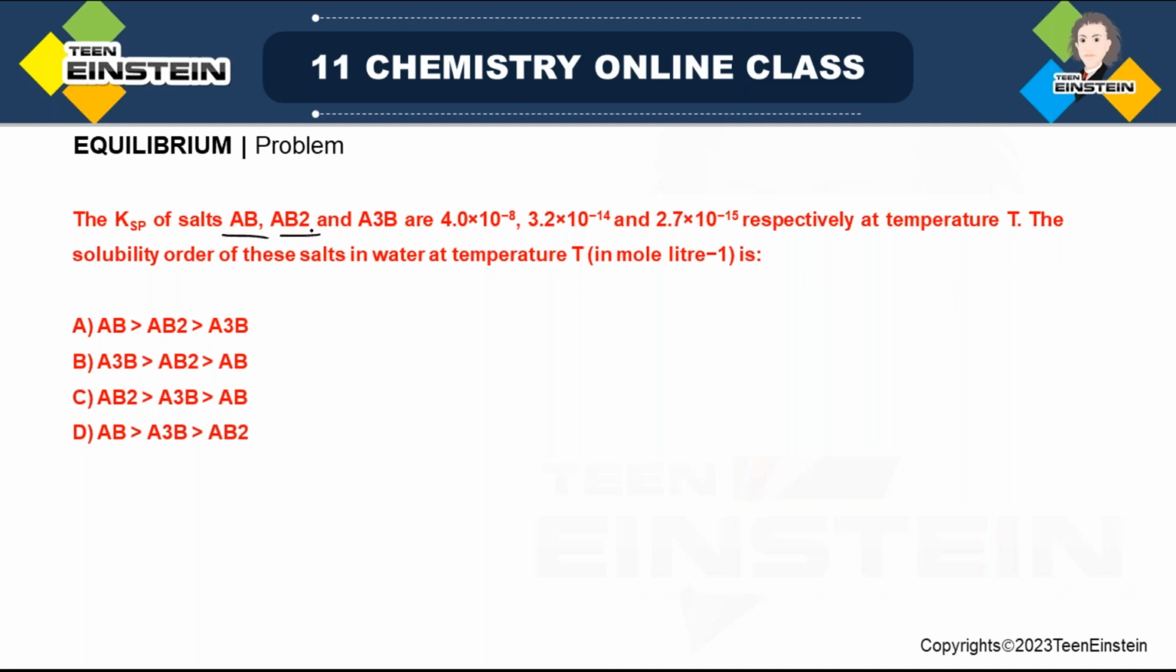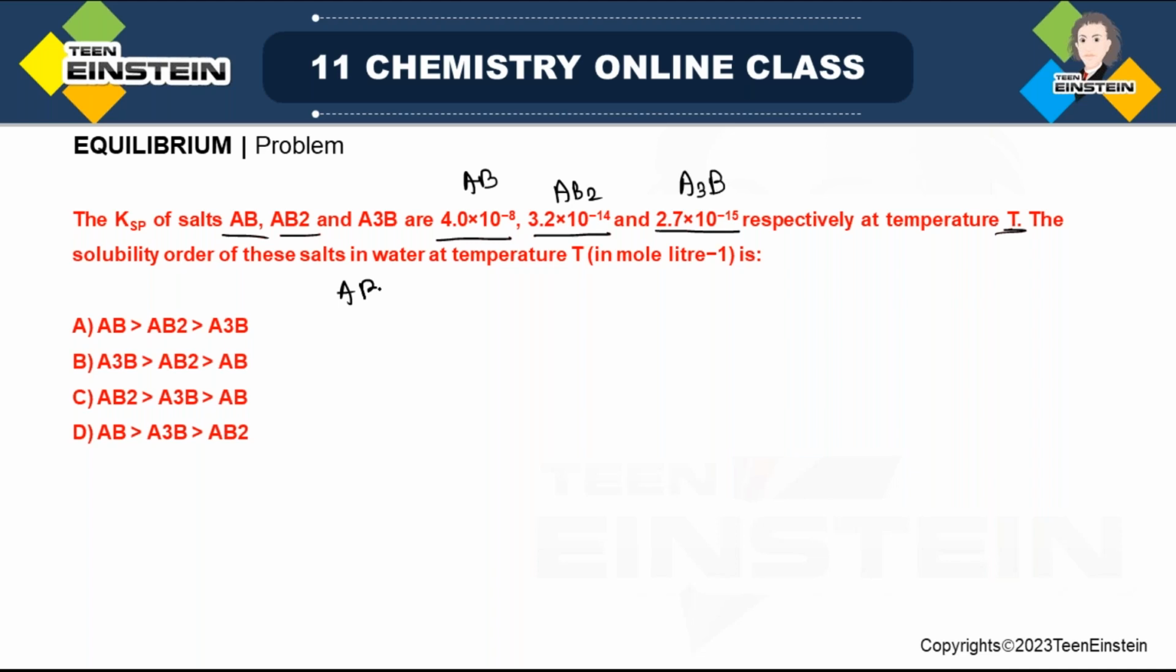Here we have 3 different types, AB, AB2, A3B. 3 different types of formulas. So this is for AB. The second one is for AB2, and the third one is for A3B respectively, at the same temperature, capital T. You have to find the solubility order of the salt in water at the same temperature in moles per liter. So 3 different KSP values are given: KSP1, KSP2, KSP3. For each KSP, you have to calculate the corresponding solubility.